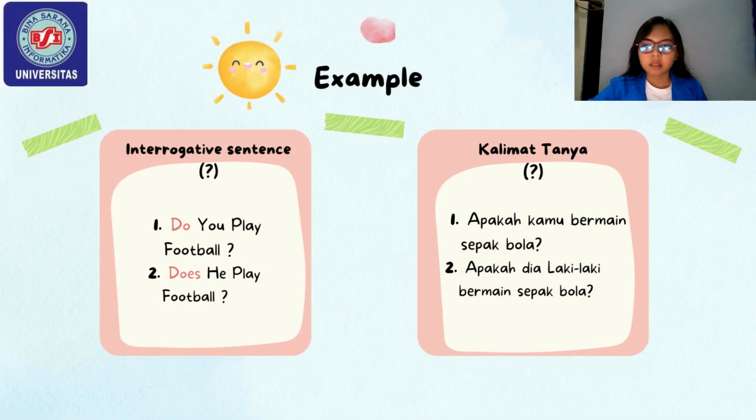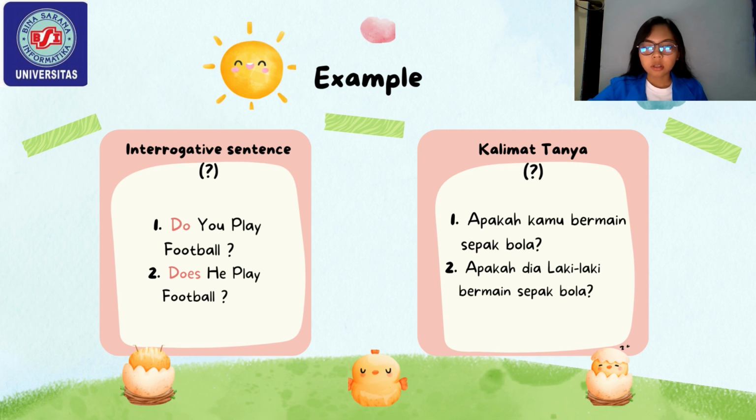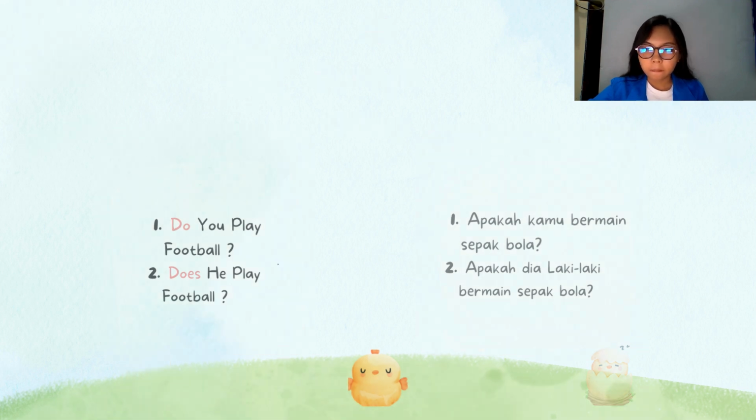Example for interrogative sentence. Number 1, do you play football? Number 2, does he play football? In example number 1, where the subject is you, do is used, while in example number 2, the subject is he, so does is used.